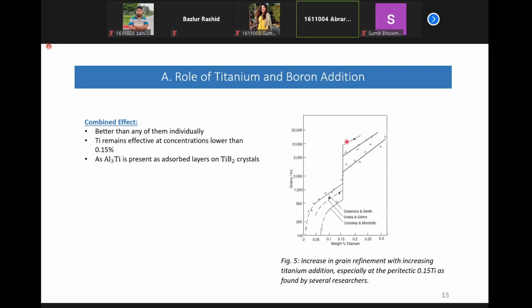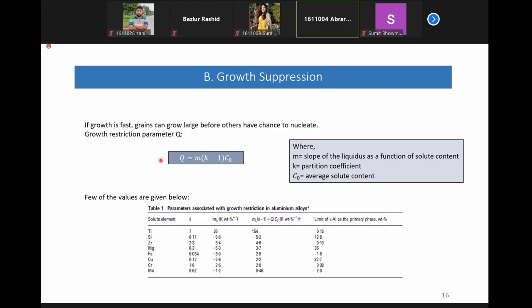So you have a transition to much smaller grain sizes once you increase the amount of titanium, such that this type of nucleating species is present within the melt. But it's not enough to just ensure that you have nucleating species. You also need to be able to suppress the growth such that more nuclei can form before any other nucleus or any other column dominates in terms of growth.